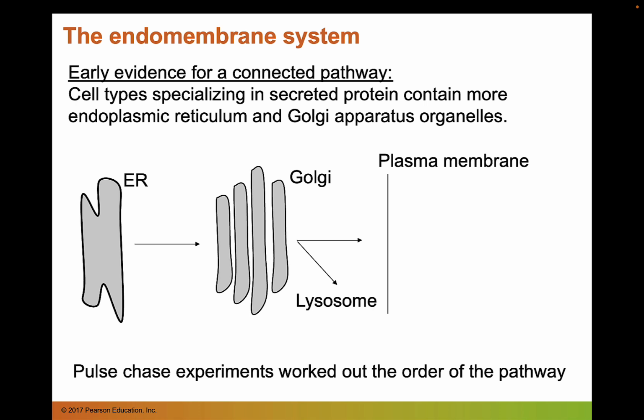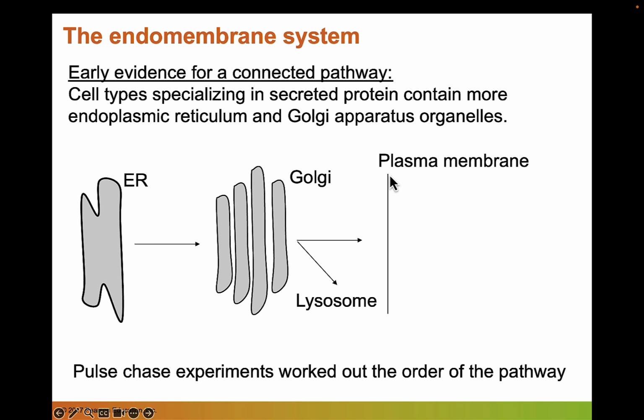And so eventually, George Palade did these really elegant pulse chase experiments, and he worked out the order of this pathway. So if a protein is destined for secretion, it needs to get made in the ER, then it moves to the Golgi, and then it moves to the plasma membrane. Later work also showed that proteins that traffic to the lysosome also move through this system. So they exit the Golgi and are diverted to the lysosome, and we'll talk about how that happens.